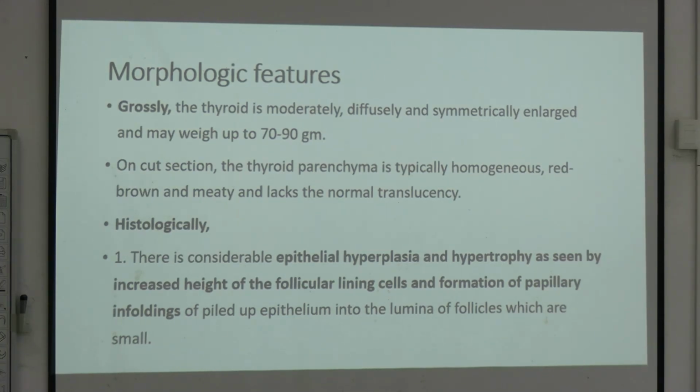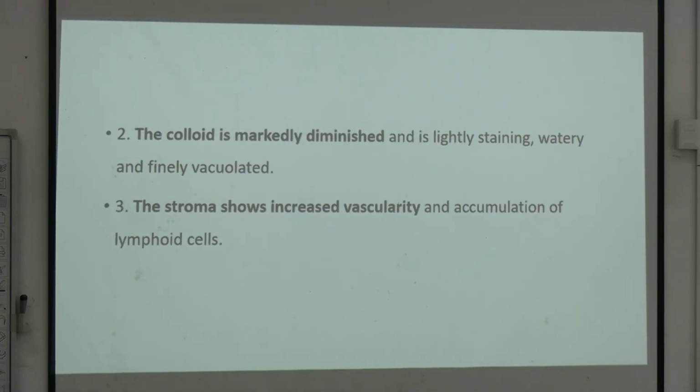Now, morphological features. Grossly, the thyroid is moderately diffuse and symmetrically enlarged and may weigh up to 70 to 90 grams. Histologically, there is epithelial hyperplasia and hypertrophy, as seen by increased height of the follicular lining cells and formation of papillary infolding. The colloid is markedly diminished and lightly staining. The stroma shows increased vascularity.